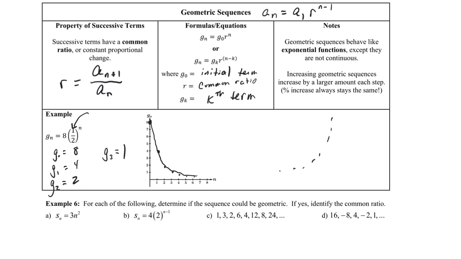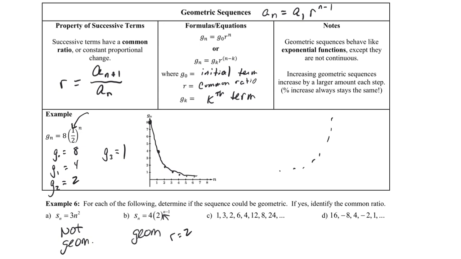Okay, so let's look at this example 6. So for a, I get s of n equals 3n squared. Well, that's a quadratic, so obviously that is not geometric. Let's look at b. Hey, I got a variable up in the top. This is geometric. And we have an r of 2.